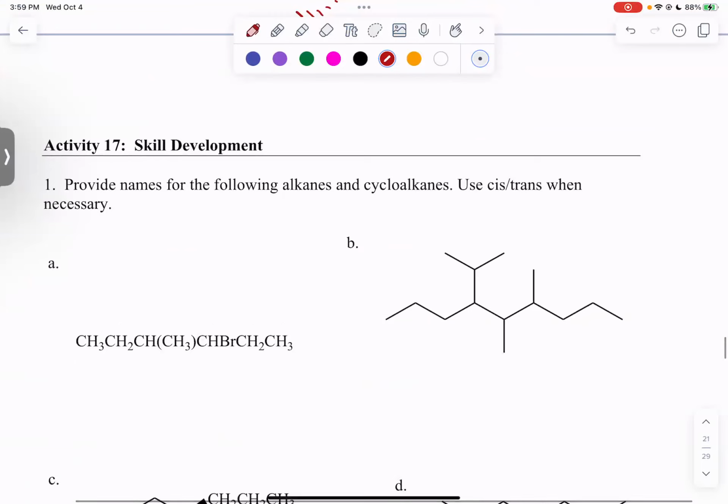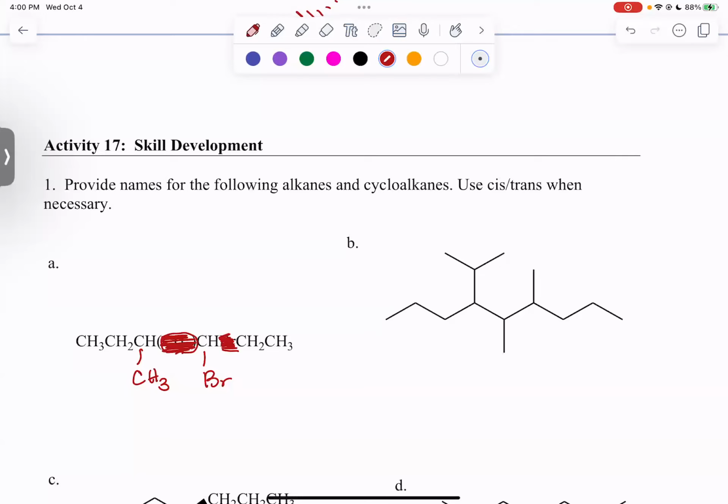Okay, provide the names. So here we have a condensed formula. So this carbon is coming down here, CH3. So I just kind of scratch them out like that. All right, and so then I need to number them. But as I'm looking at this, I'm seeing I have another substituent right here. So right there, I have a bromine coming off. So I'm going to scratch him out, right?